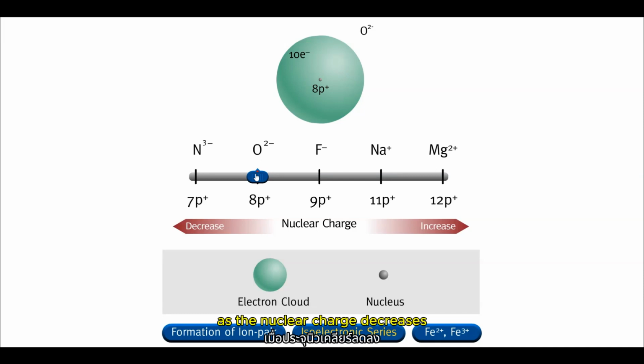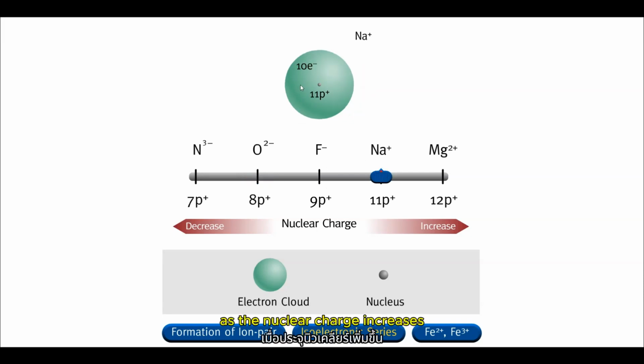As the nuclear charge decreases, the attraction for the 10 electrons decreases, allowing them to spread out further from the nucleus. Size increases. As the nuclear charge increases, the attraction for the 10 electrons increases, drawing them closer to the nucleus. Size decreases.